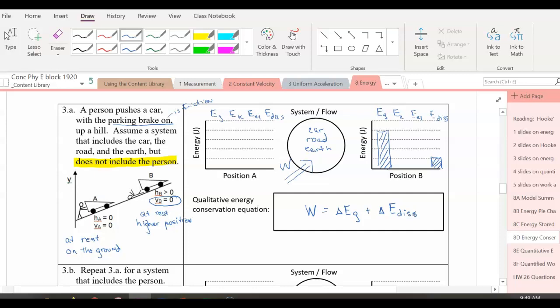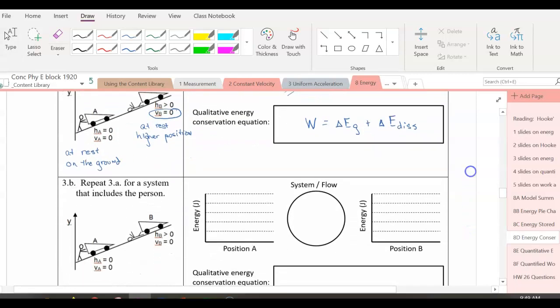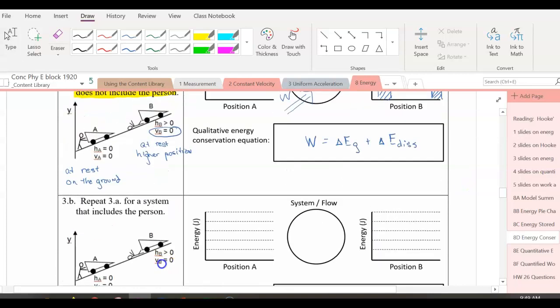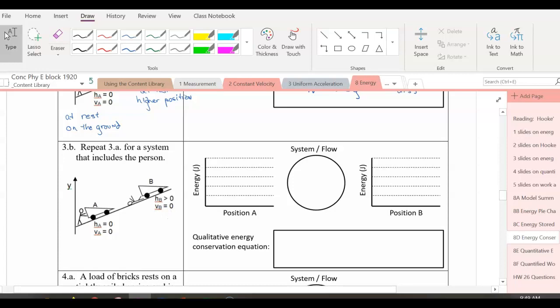Okay, let's look. I think they have another version of this, part B of number 3. It said now the person is in the system. Okay, that's the change. Now it includes the person. Okay, so we've got the car, the road, the earth, and the person. So now there is some energy at the beginning because that person has chemical energy from the breakfast they ate or whatever.